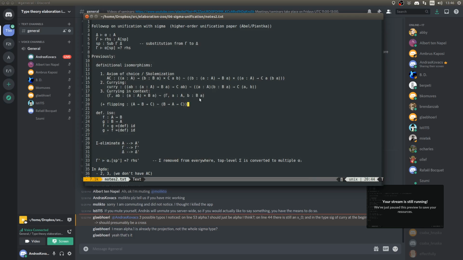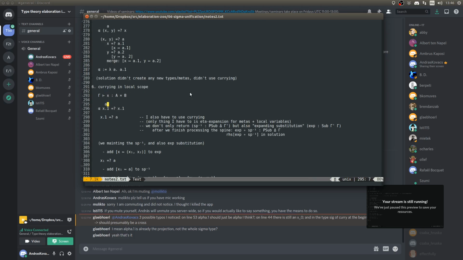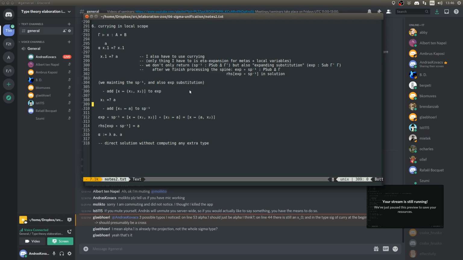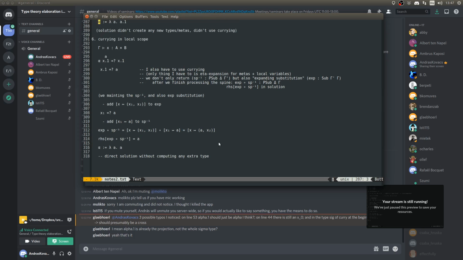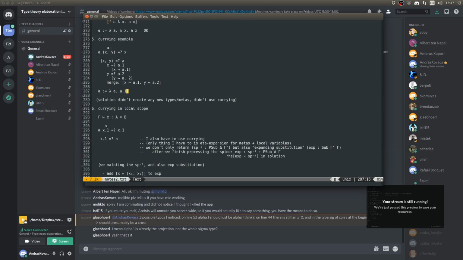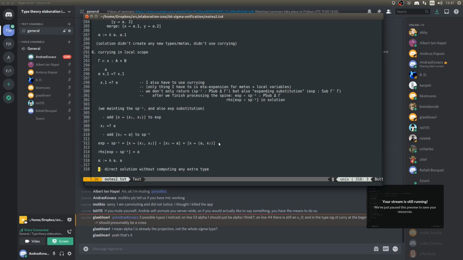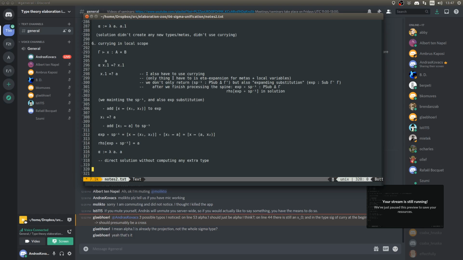I don't think it works that way in Agda, but even if we have that optimization in the previous solution, we still have that here we do not have to compute any extra type, and previously we've also seen that we do not have to create any new type and meta for solving this problem. So we are just getting much more direct solutions without extra noise in the meta context.